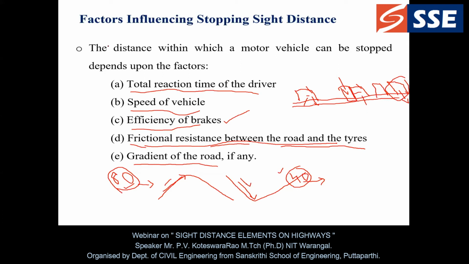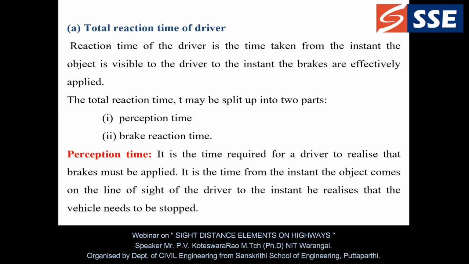Now let us discuss those parameters, total reaction time of the driver and other parameters also. So here, the total reaction time of the driver can be divided into two parts. Please observe, this is the vehicle and this is the obstruction. So here, while traveling at a certain speed, it may be 30 kmph or 40 kmph or 80 kmph, whatever it is.